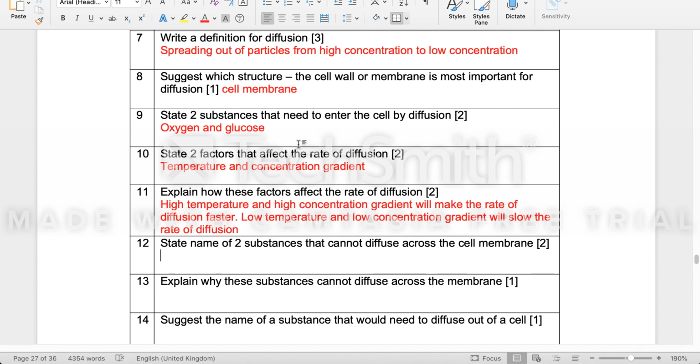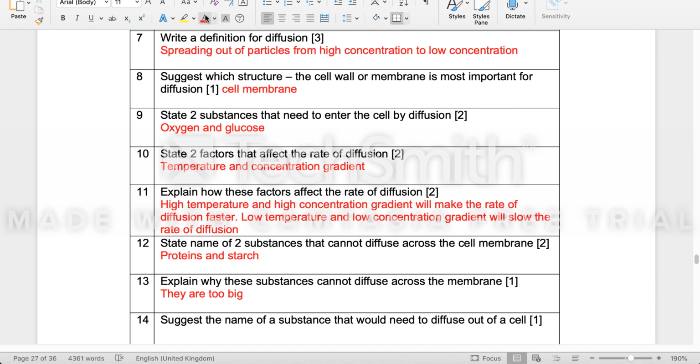Number 12, state the name of 2 substances that cannot diffuse across the cell membrane. So you can use proteins and starch, because that gives you those examples in the booklet. And number 13 actually asks you to explain why they can't diffuse across the membrane. The reason for that is that they are too big, right? The cell membrane is very selective in what goes through, and one of the biggest factors, or criteria I should say, is size.